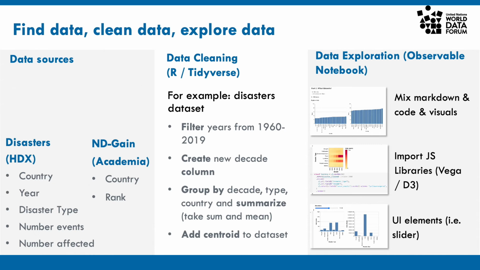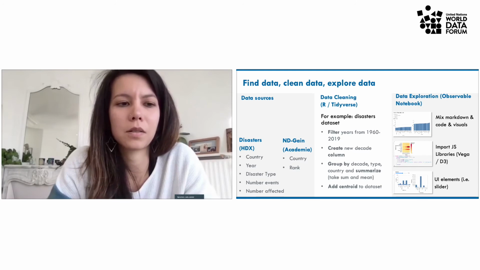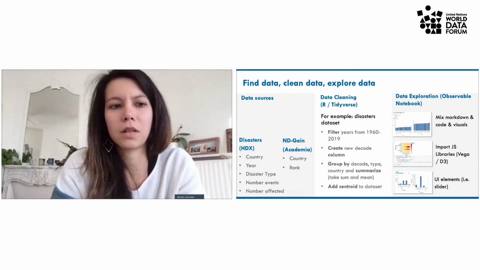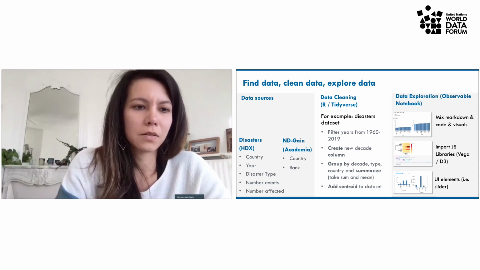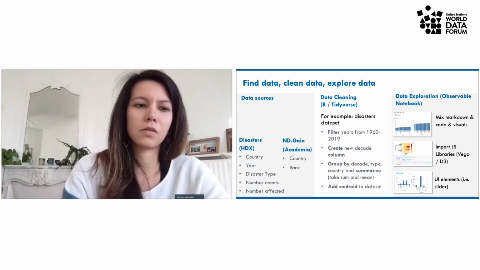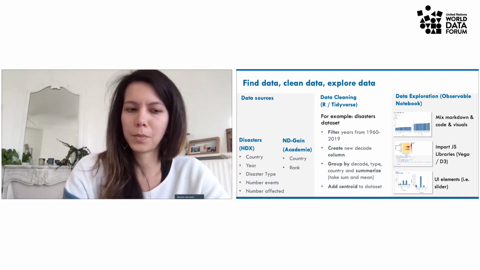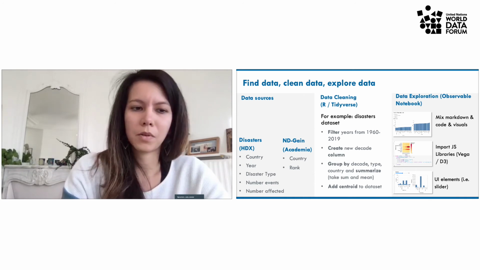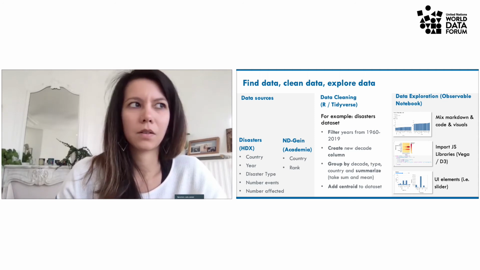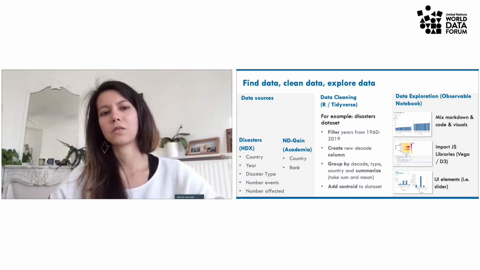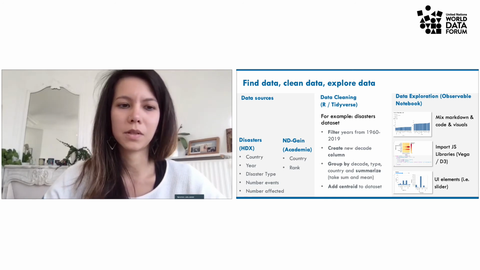So once you've made these decisions, the first step is to find your data source. Here I'm using two data sets related to climate change as examples, because I've been recently working on some projects related to climate change, and climate action is also an SDG. For example, the disasters data set I found on HDX shows disasters by country, year and type, and the number of events and number of people affected. The second is the ND-GAIN index, created by an academic institution, that shows climate change vulnerability and readiness by country and rank.